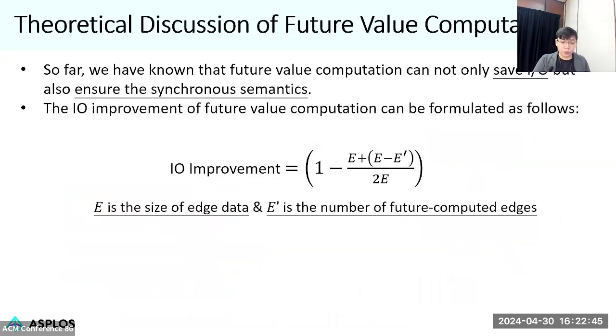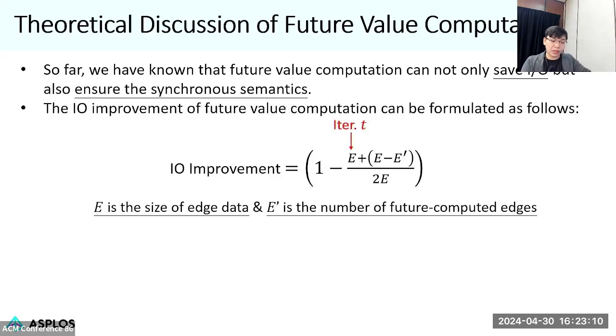So right now we know how the feasibility computation works and also its benefit. So this slide will further model the theoretical I/O improvement of using the feasibility computation. And we can simply formulate the I/O improvement by calculating the I/O amount of two continuous iterations. So for these two continuous iterations, we will call them iteration T and iteration T plus 1 for simplicity.